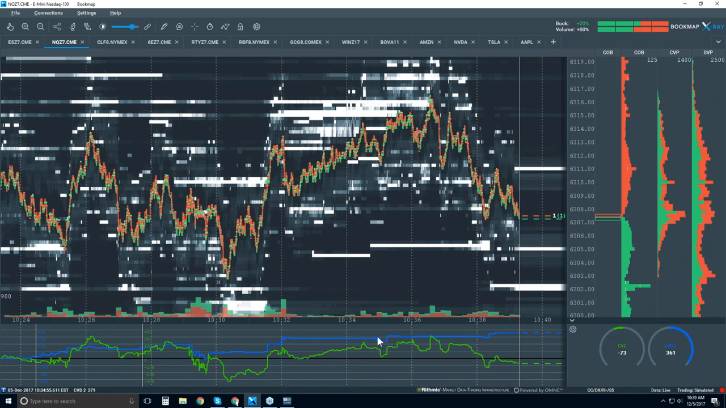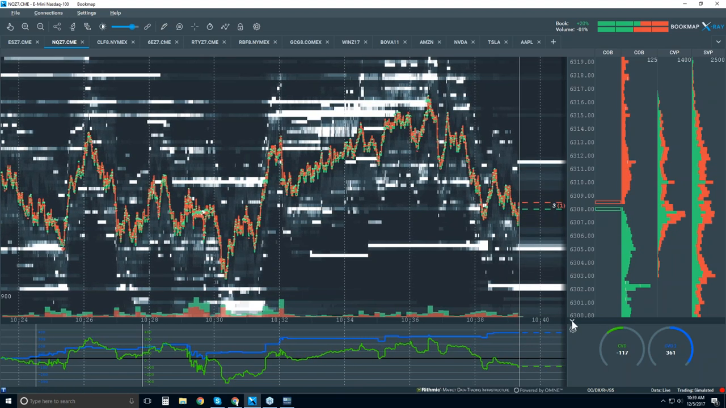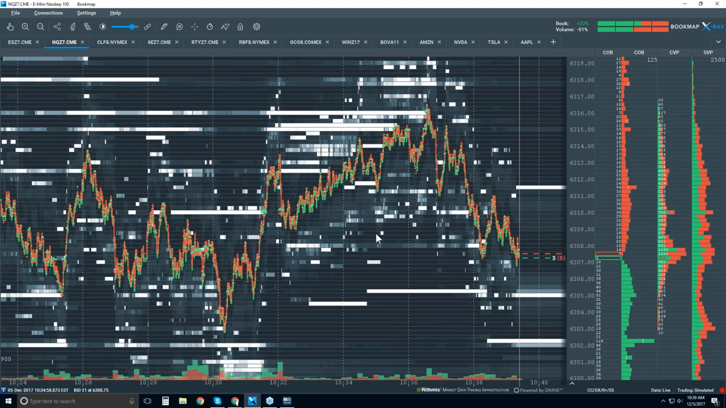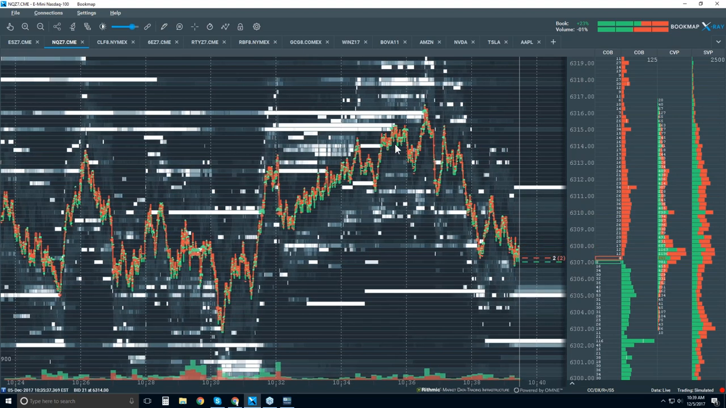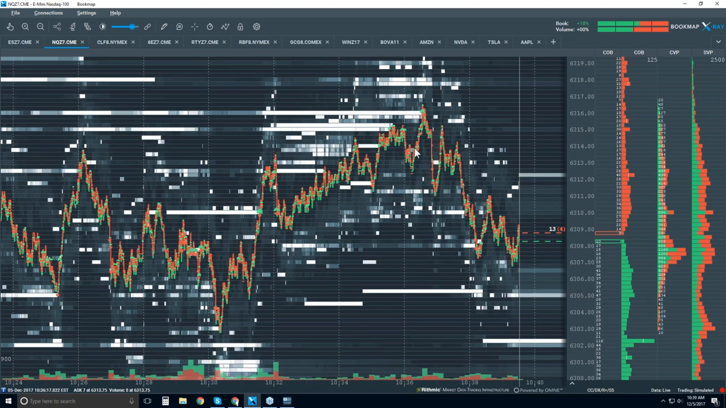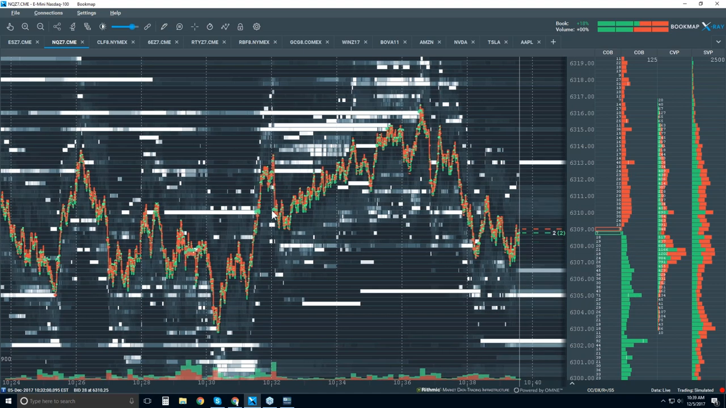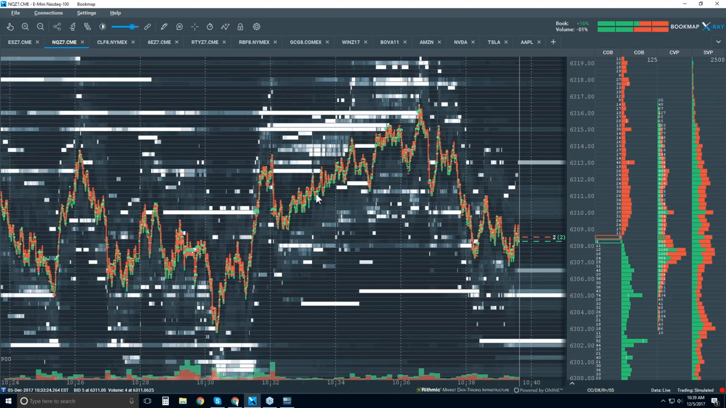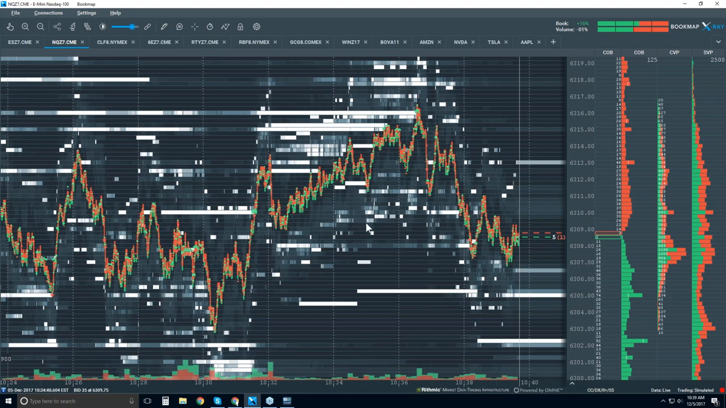We have an indicator subpanel here for the CVD, cumulative volume delta. I'm going to close that up and just simplify this. We're only showing three elements here on the Bookmap chart. It's a historical best bid and offer. The volume dots show where the volume traded on the historical best bid and offer. And then you see this grayscale heat map here.